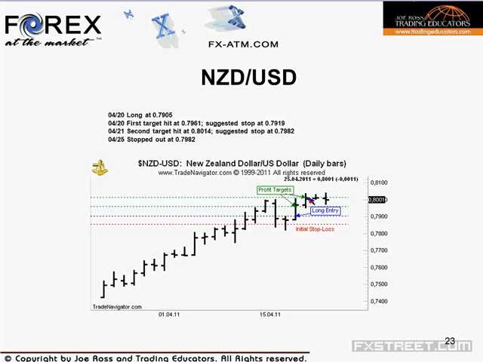A day later, second target was hit at 80.14. Kept on moving up the stop loss to the lows and finally was stopped out on that day at 79.82, so somewhere about here. Yeah, that's quite a classic trade. Very simple one. Didn't need any indicators to figure that one out.